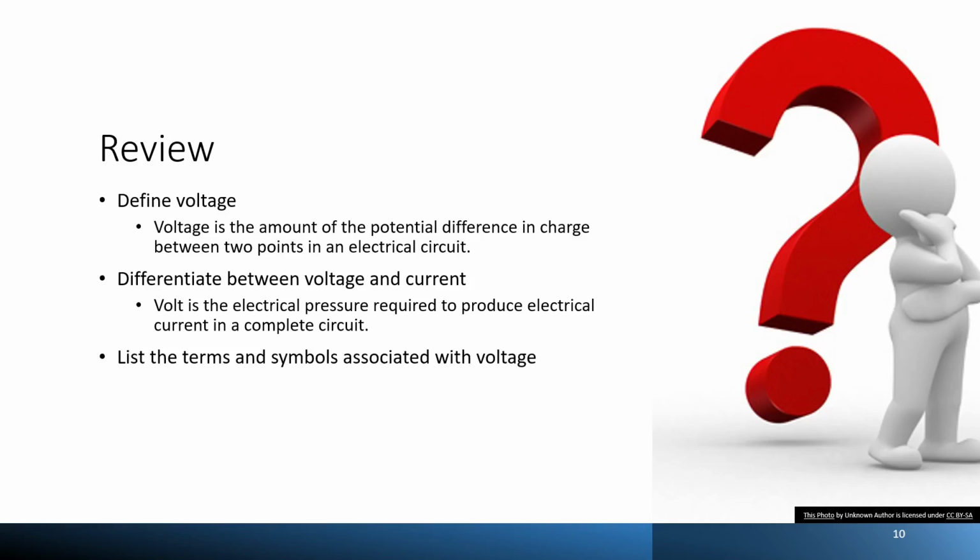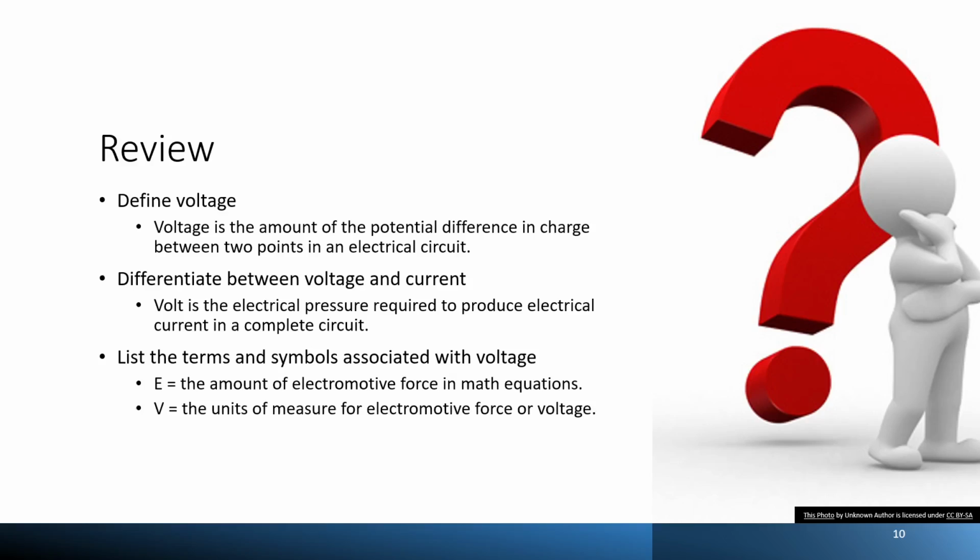List the terms and symbols associated with voltage. Again, go ahead and pause and then come back for the answer. E is the amount of electromotive force in math equations. V is the units that we use to measure electromotive force or voltage. So voltage and volts are different. Voltage is a quantity, it's a number. Volts is a unit. Okay? Some people get that confused. So try to grasp those two concepts.